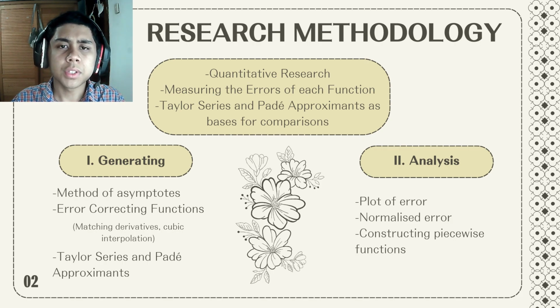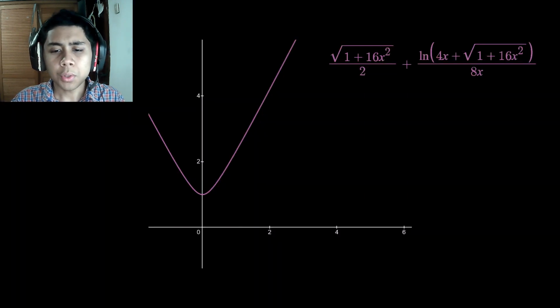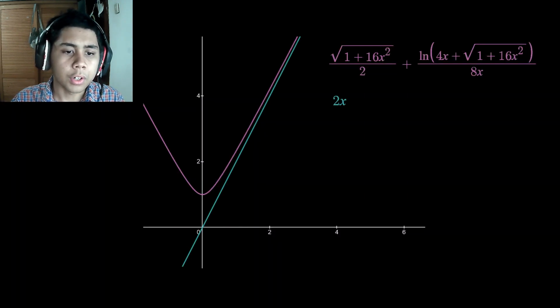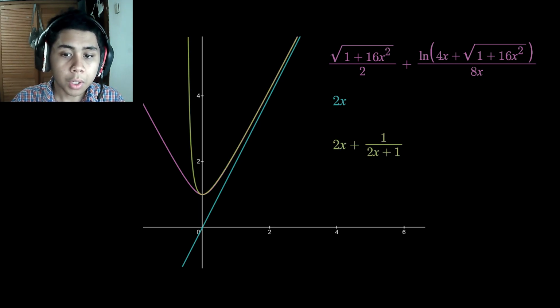First, the method of asymptotes. Let's take a look at a graph of the original formula. Notice how it approaches the line 2x for large inputs. If we add a second term to correct for this deviation near zero, we arrive at this equation. We'll refer to it as k.